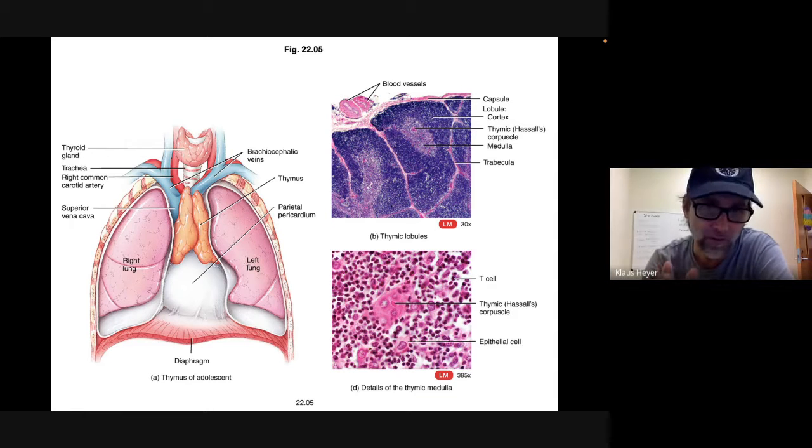Your lymph nodes are going to work the same way. Your spleen's going to work the same way. This is your thymus, right?